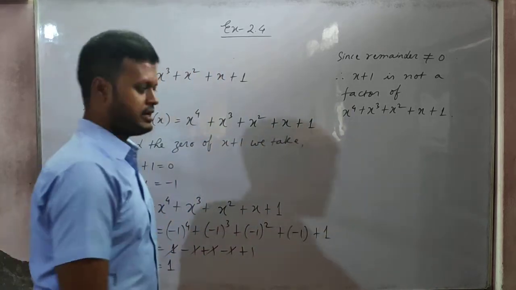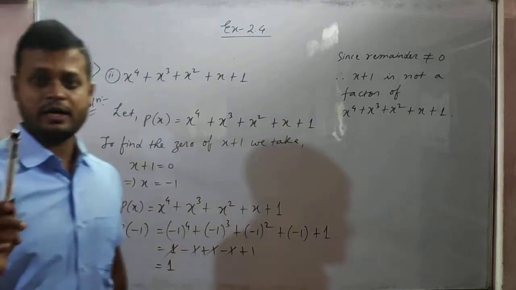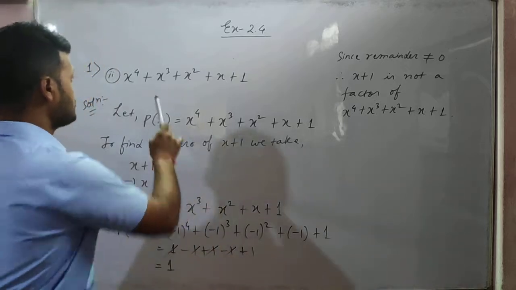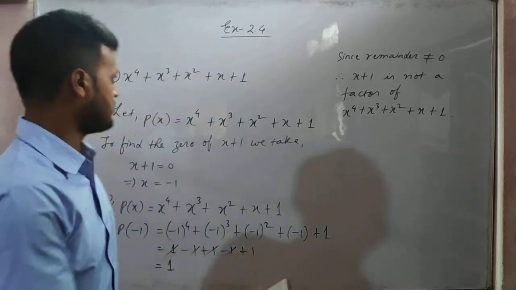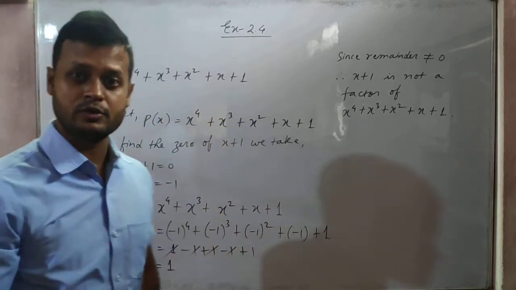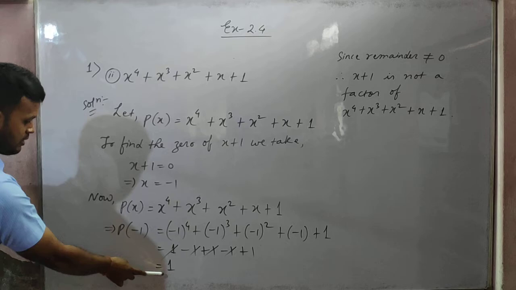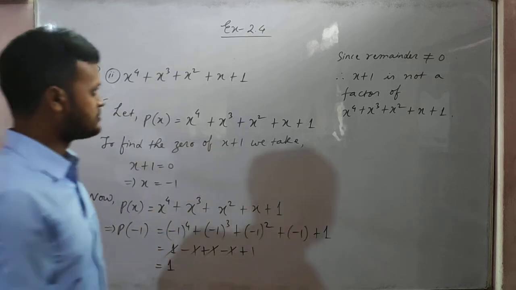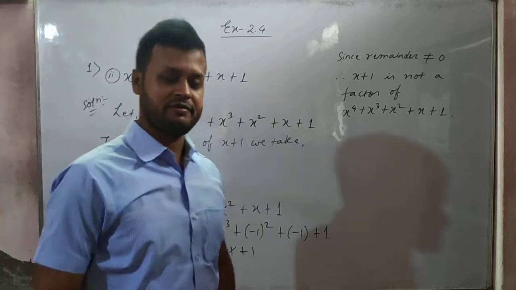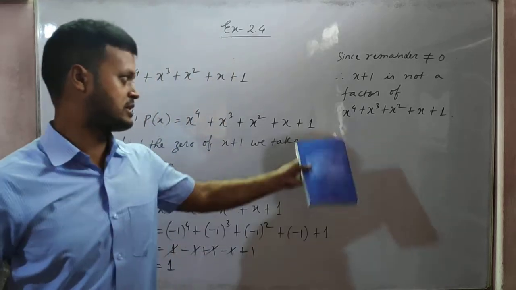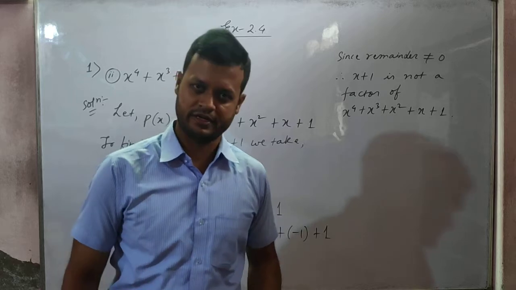Understood? See, what is the remainder here? Remainder is 1. If x plus 1 has to be a factor of this polynomial, then on putting the 0 of x plus 1, the value of this polynomial must become equal to 0. But the value of this polynomial is not becoming equal to 0, isn't it? It is becoming equal to 1. Therefore, since the remainder is not equal to 0, x plus 1 is not a factor of x to the power 4 plus x cube plus x square plus x plus 1. In the last case it was a factor, but here it is not a factor. Okay?